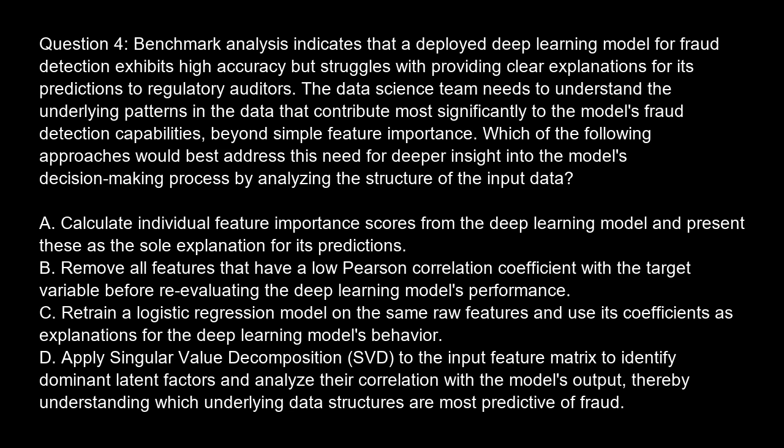Option A. Calculate individual feature importance scores from the deep learning model and present these as the sole explanation for its predictions. Option B. Remove all features that have a low Pearson correlation coefficient with the target variable before re-evaluating the deep learning model's performance. Option C. Retrain a logistic regression model on the same raw features and use its coefficients as explanations for the deep learning model's behavior. Option D. Apply singular value decomposition, SVD, to the input feature matrix to identify dominant latent factors and analyze their correlation with the model's output, thereby understanding which underlying data structures are most predictive of fraud.